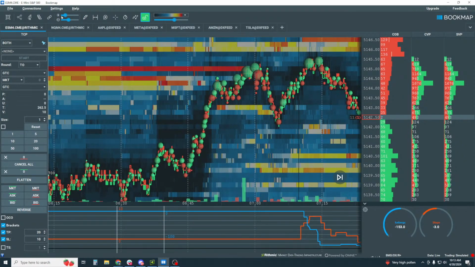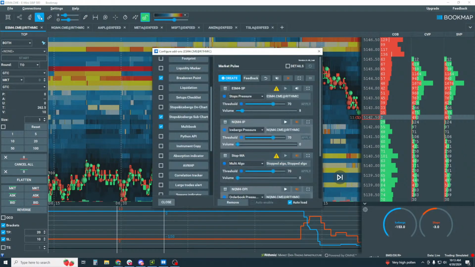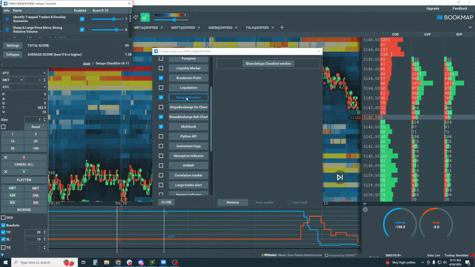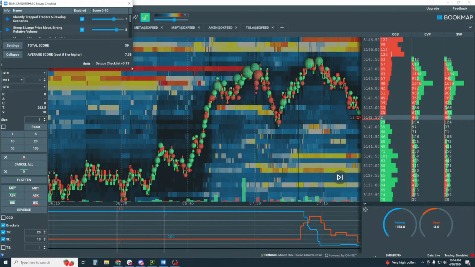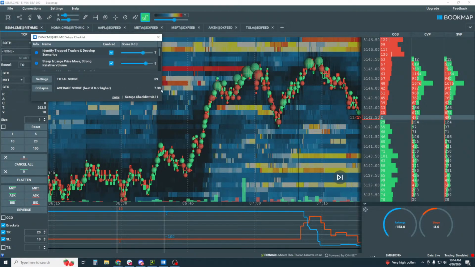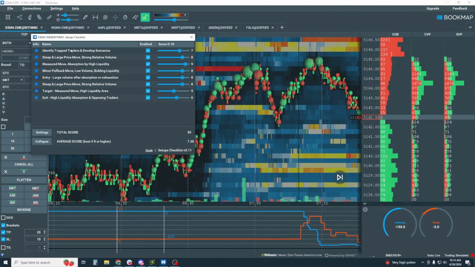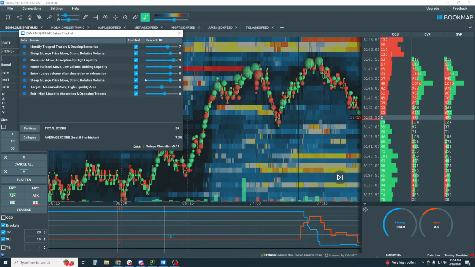Now, that's another one. Rob does use this as well. Go in and use your setups checklist here. Make your own checklist. This is a great tool to utilize here. Make your own. What are you looking for? Check it off if it shows up, and then you can grade it. You can score it in here. If an 8 or better is what you're looking for, and if you get it, then you take the trade. Okay, this will keep you out of a lot of trades.